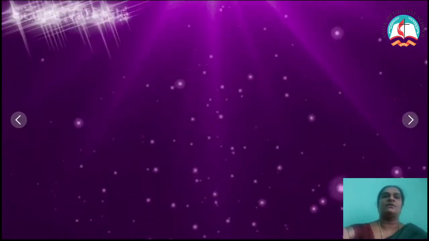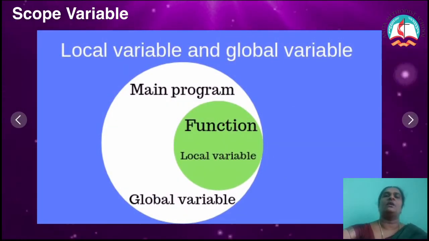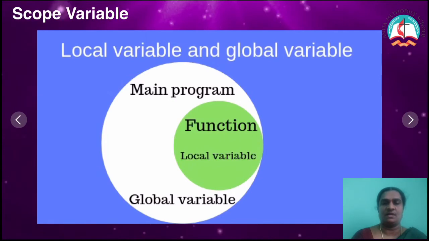Okay, next we are going to see about scope variable. You already know what is scope variable. Can you recall and tell me, children, what is scope variable? Yes, there are 4 types of scope that we learnt in chapter 2. What are the 4 types of scope? Yes, built-in, enclosed, local, global.